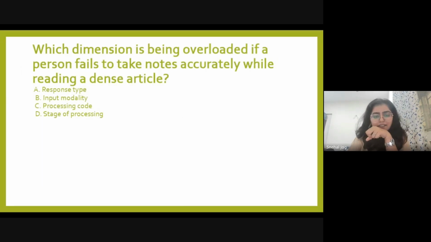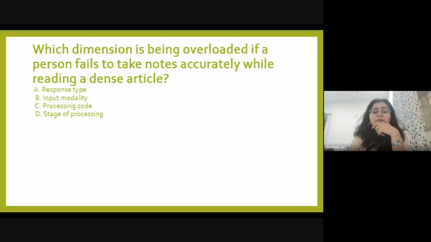Okay, why is that? Because reading a dense article is verbal processing, correct? Taking notes is also verbal processing. So both tasks are using the same processing code, that is verbal. Why are other options wrong? Because see, when you talk about A, response type, there is only one response type here, which is writing. Whereas reading is not the same response type.